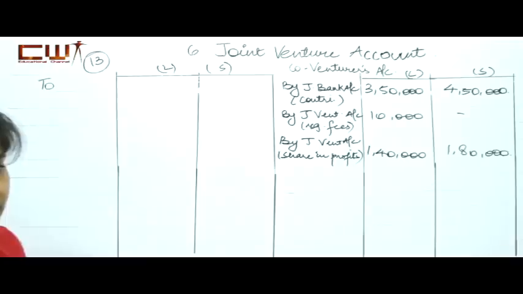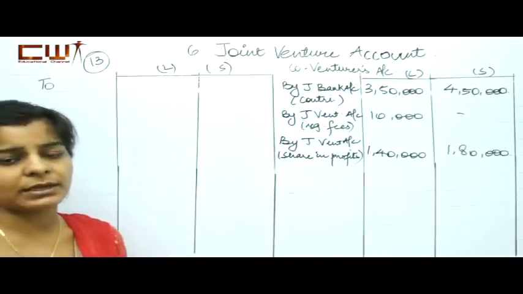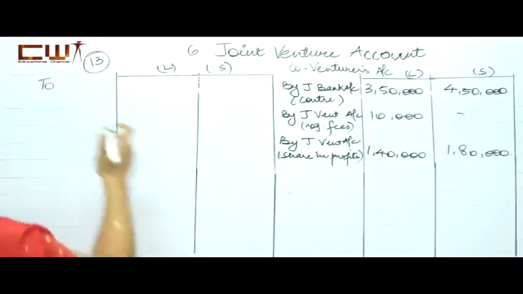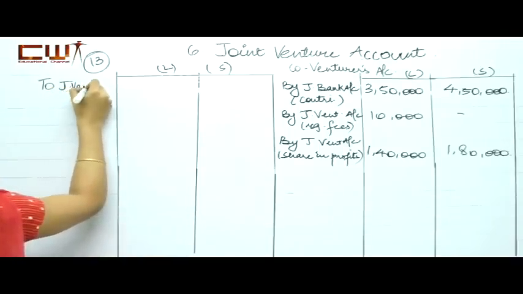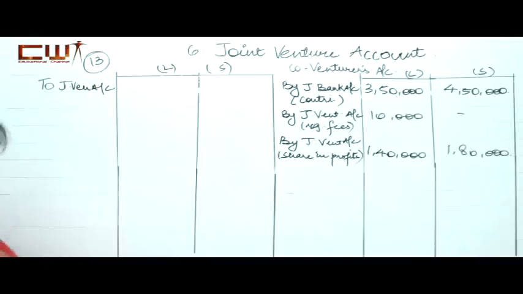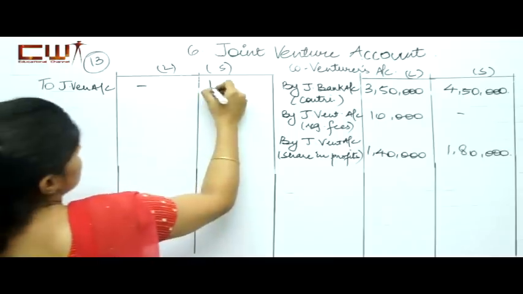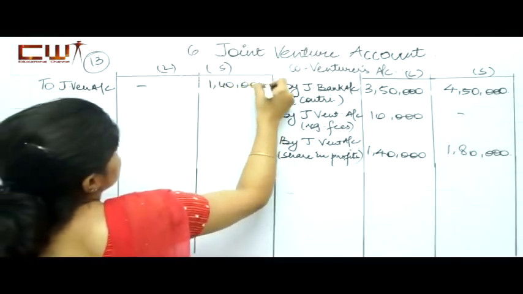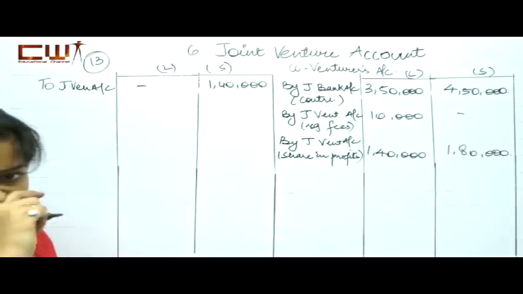You have the land that has been taken over. What was the entry? Swapna's account debit to joint ventures. Right? To joint ventures. How much land did Swapna take over? Swapna took over land worth 1,40,000. Right? Next what was this?